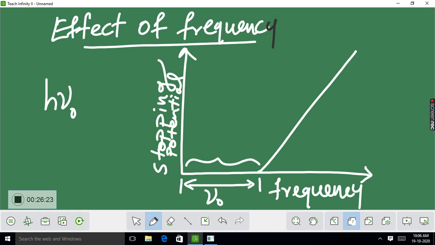And at the threshold frequency, the stopping potential is zero. It means that for threshold frequency of incident radiation, the emission of photoelectrons is just possible. Electrons are just ejected, but they have no kinetic energy. For incident radiations of frequency less than threshold frequency, no emission of photoelectrons is possible. These are the experimental observations regarding the photoelectric effect.